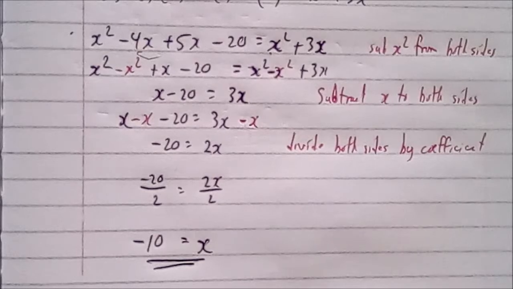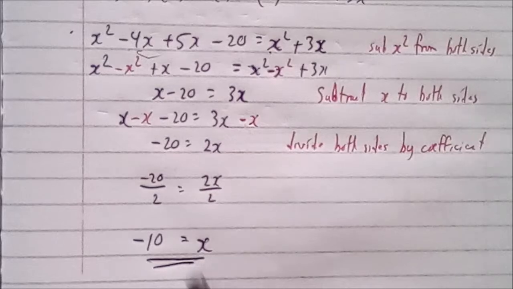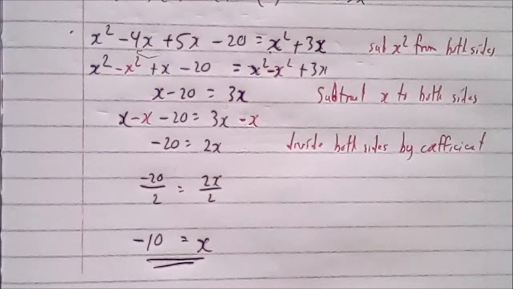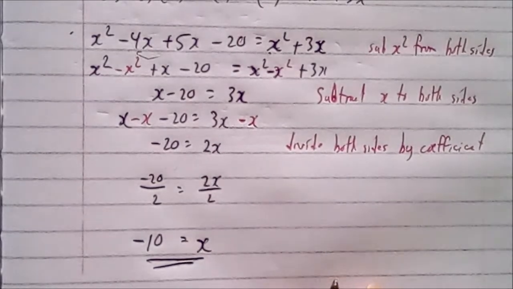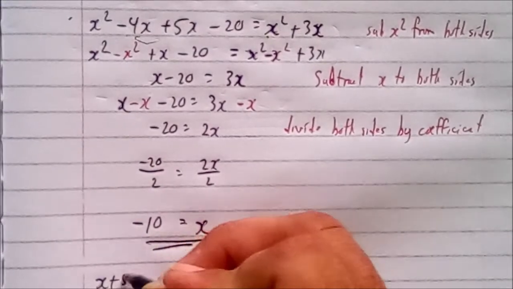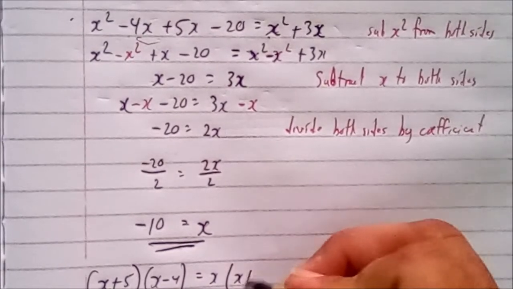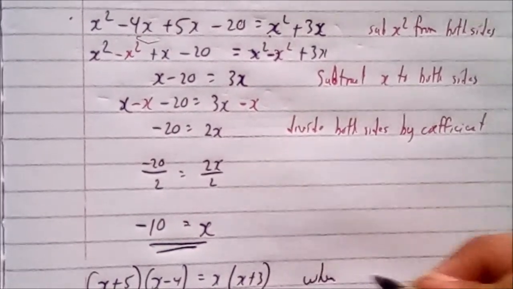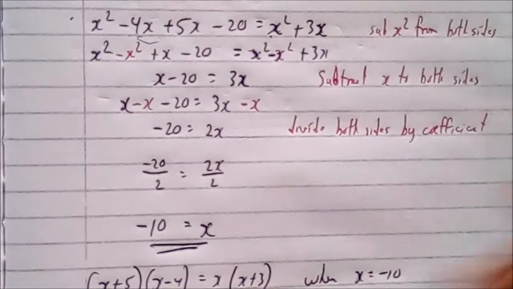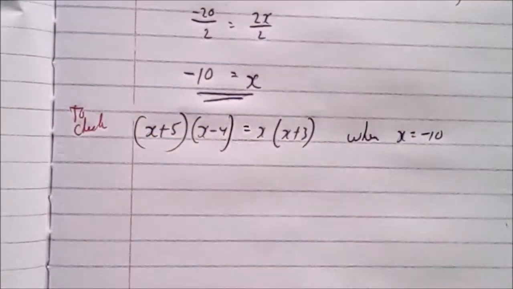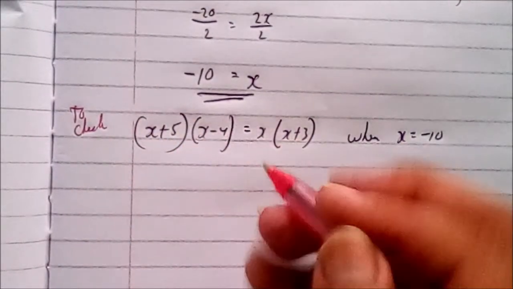Okay, negative 10. And we could check to see if this is true, if this makes the statement true, that when x equals negative 10, both sides of the equation are equal to each other. Okay, so let's prove it. I have (x + 5)(x - 4) = x(x + 3) when x equals negative 10. This is to check how correct you are.